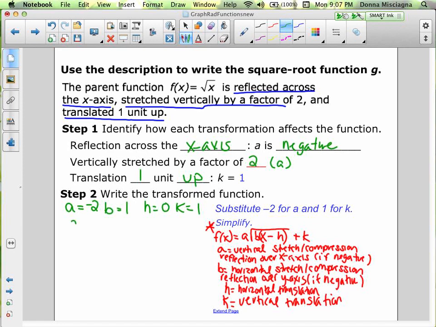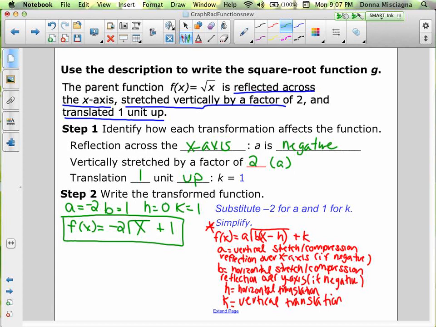So now what we have to do is plug in. So f of x equals negative 2 times the square root of, now you don't have to put 1x. And you don't have to put parentheses if b is 1. You never have to put parentheses if b is 1. There's no point in having 1 times, because it's not going to change it. You certainly could put parentheses, but you don't have to. We can just put the x there. Since h is 0, we don't really need a minus 0, but we do add the plus 1. So there's our equation. F of x equals negative 2 times the square root of x plus 1.